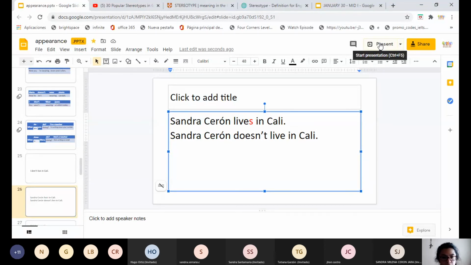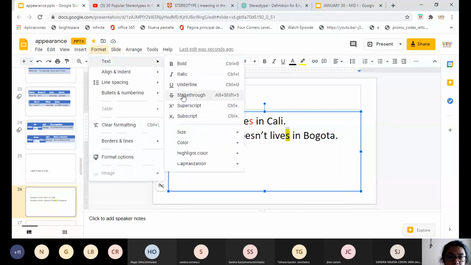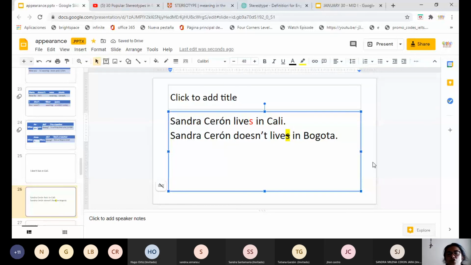When you said I don't live in Cali, you are speaking in first person and use don't. That's right. When you speak about Sandra Cerón, you speak in third person and use doesn't. You may think you put an S in the verb, but that's in affirmative. In negative, no. Sandra Cerón lives in Cali, but Sandra Cerón doesn't live in Bogotá. In this case we are not going to use the S, because we have the auxiliary doesn't.